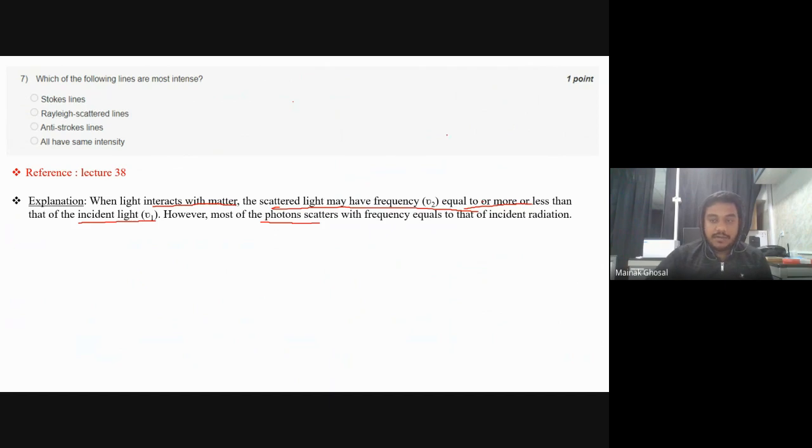Whenever you get a spectrum, if this is your incident line, you will see some peaks like that and like this, on this side also. If you take intensity here, and energy or lambda on the other axis, this is actually your Rayleigh scattering. These will have much more intensity than the other two.